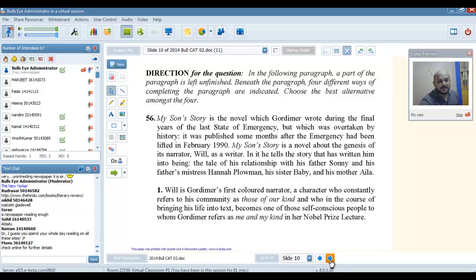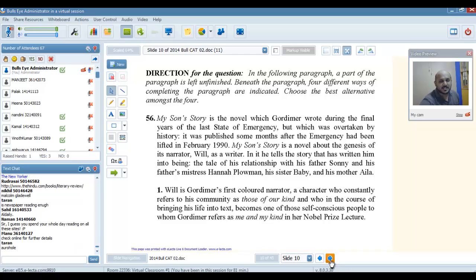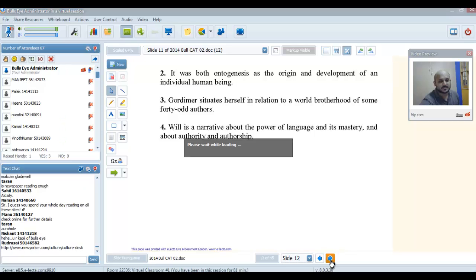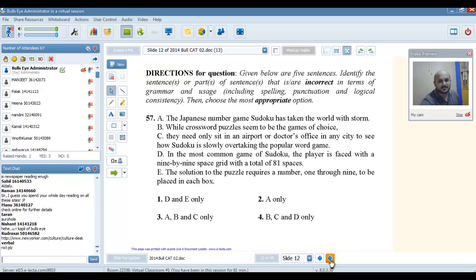Chalo guys, we are done with this question. Shifting to the next question. Question number 57. Quickly, you've got 30 seconds. Come up with the answers. 30 seconds.